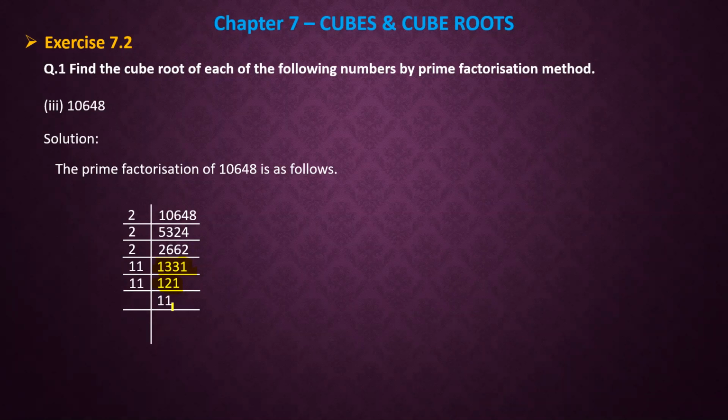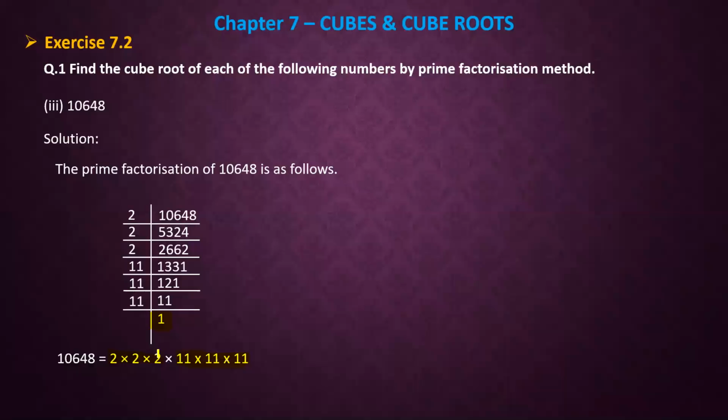Again, this 11 is divisible by 11. And finally, we are getting the quotient as 1. And when we are getting the quotient as 1, then our prime factorization is completed. So here prime factorization of 10,648 is also completed. And if we indicate that number in the form of prime factors, then we are going to write it like this: 2 into 2 into 2, then 11 into 11 into 11.